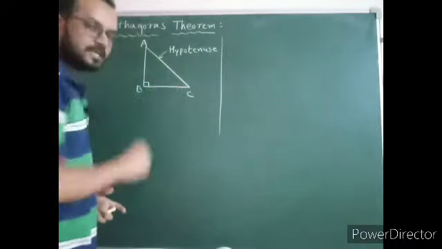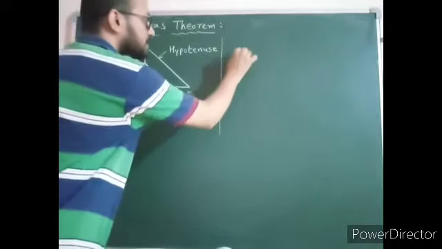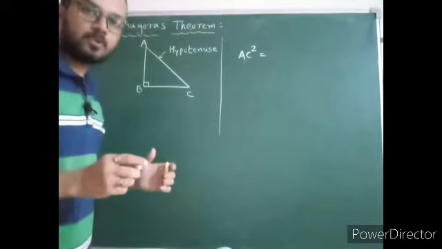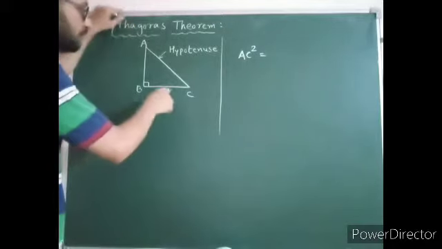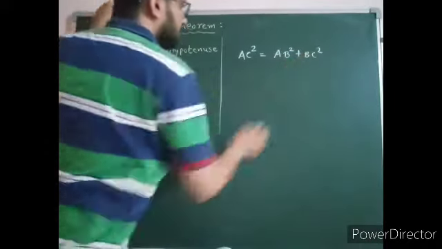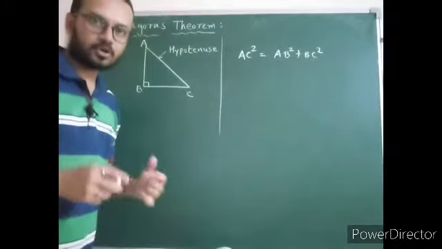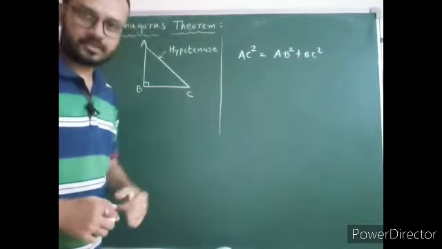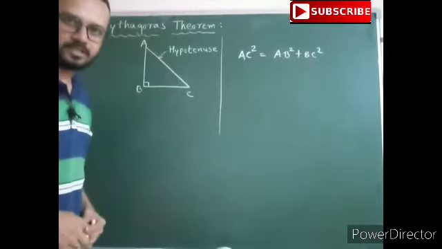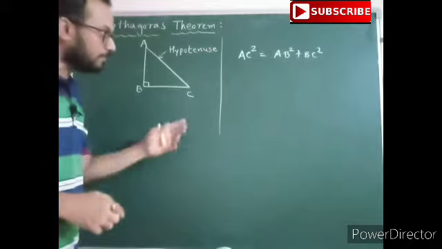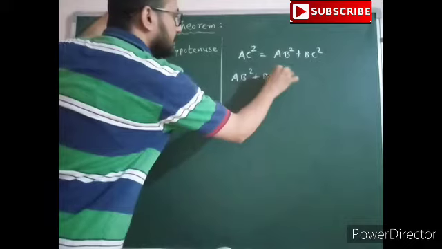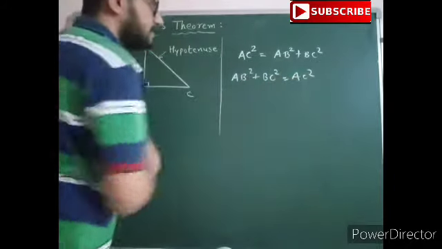Here hypotenuse is AC, so according to the theorem, AC square, that is the square of hypotenuse, is equal to the sum of the squares of the other two sides which form the right angle, that is AB square plus BC square. So this is the mathematical statement or the formula for Pythagoras theorem: AC square equals AB square plus BC square, where AC is hypotenuse, angle B is right angle. From this we can also write that AB square plus BC square equals AC square. Both are one and the same.